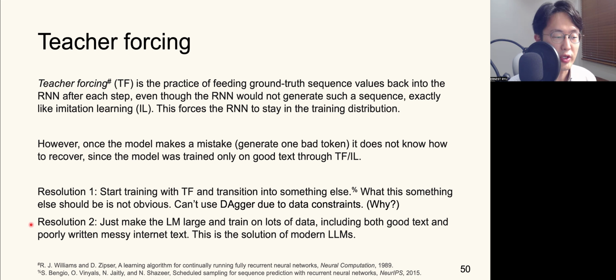So the other approach is to just make the language model large and train on lots of data. And this lots of data should include both very good and polished text and also poorly written and messy internet text with non sequiturs, grammatical errors, misspellings, etc. Because the language model is trained on lots of data, the generation just becomes better. And also because the language model has seen a lot of poor text, it acquires a certain robustness and is able to continue the generation even when it makes a mistake and generates a slightly unnatural or poorly written partial completion. So this is the solution that we have for modern large language models in terms of overcoming the limitations of imitation learning.